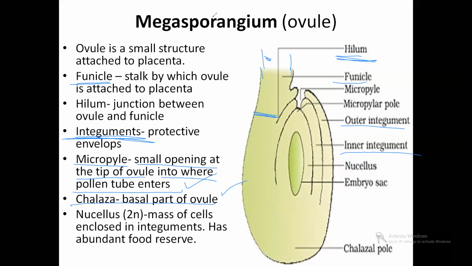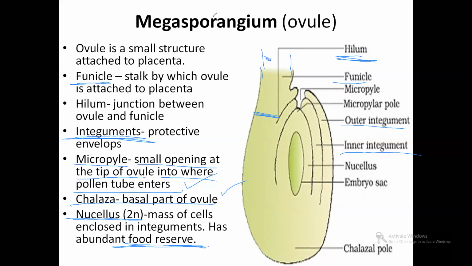And there is the nucellus. It is diploid. It is present inside the integuments. This is a mass of cells enclosed in the integuments and has abundant food reserve. Why does it have abundant food reserve? Because it provides nutrition to the developing embryo sac. What is the role of the nucellus? The nucellus is always diploid and it provides nutrition to the developing embryo sac.